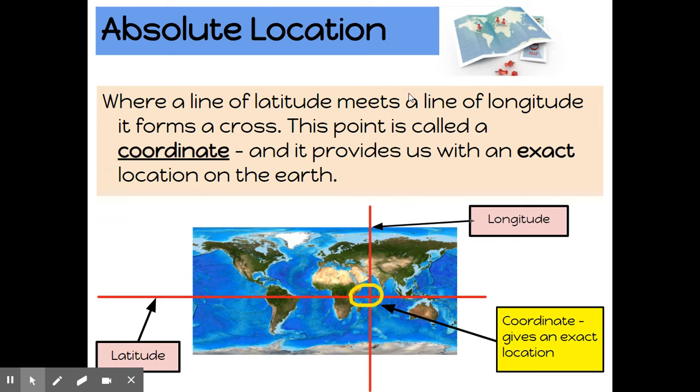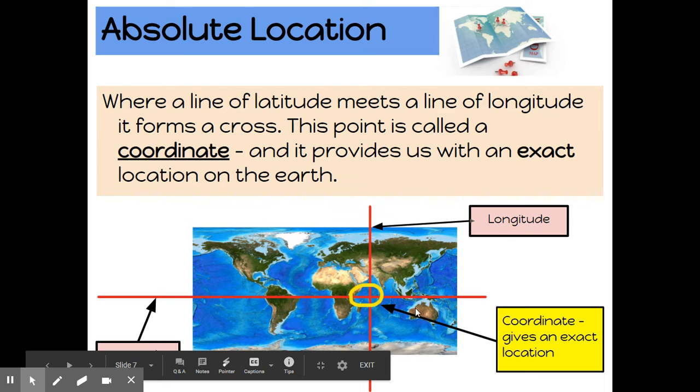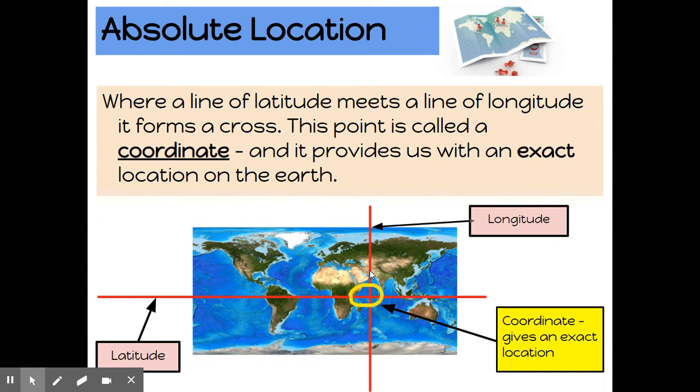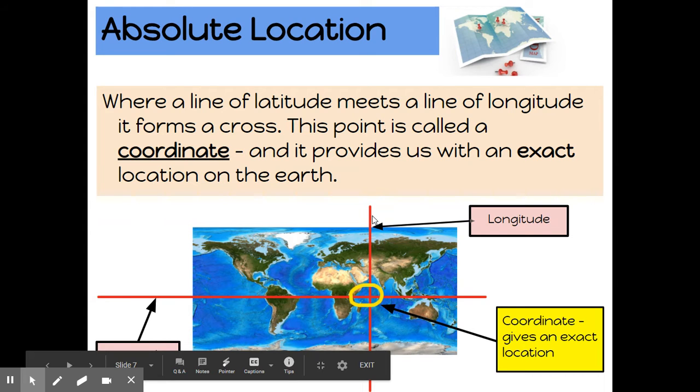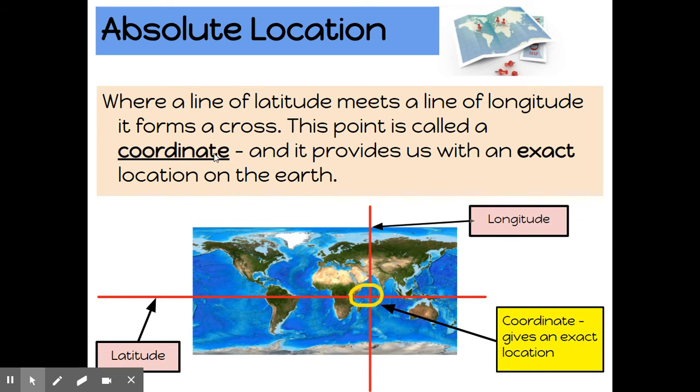So we still haven't answered the question, how do we use these lines to provide a location? Well, what we do is we take a line of latitude going that way, we take a line of longitude going that way, and as long as we know what degree that line is and what degree this line is, where the two lines cross, we can say that is where we are. And we can describe this using something called a coordinate, and we'll come on to coordinates in the next slide.